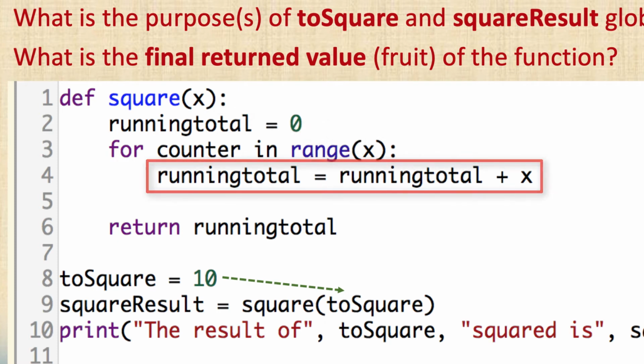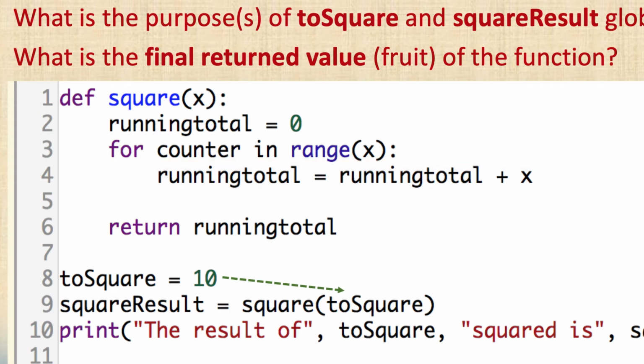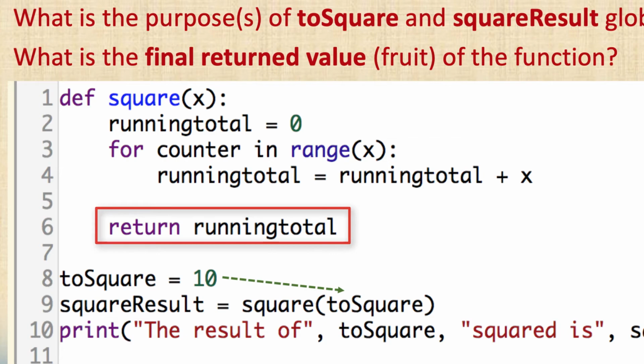and then it says running total equals running total plus x. So running total is basically going to be incrementing by whatever x is each time, x times, so it's going to be adding 10 times. That's how you're going to get 100. So I just gave away the answer, but you can see it has return running total, so we're still returning a value from the function.